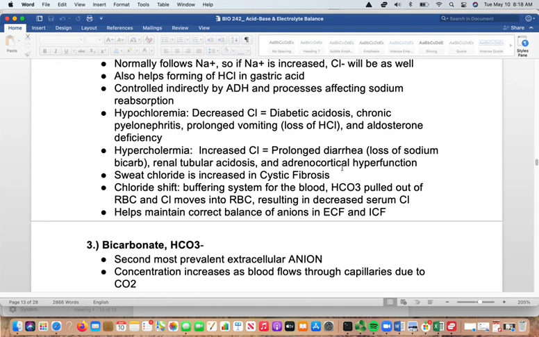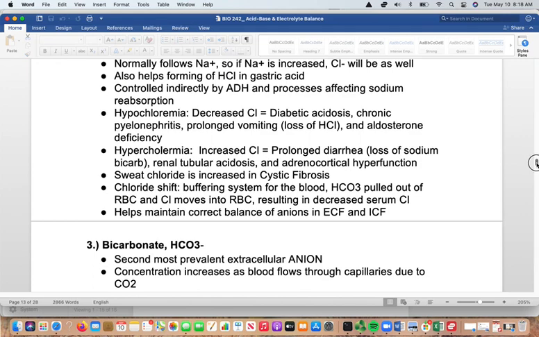The chloride shift is the buffering system for the blood. This is where the bicarbonate is pulled out of the red blood cells and chloride moves into the red blood cell, and this is going to result in a decrease in the serum chloride. It's important to help maintain the correct balance of the anions in the extracellular and intracellular fluid.